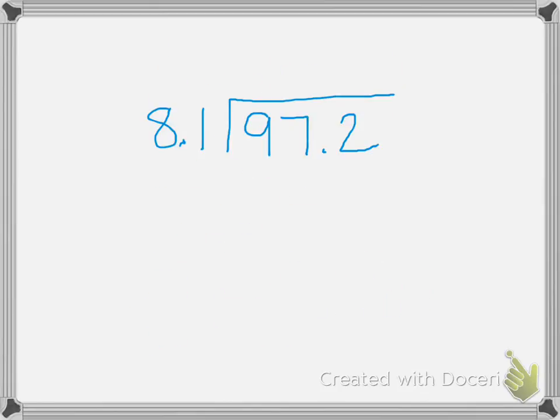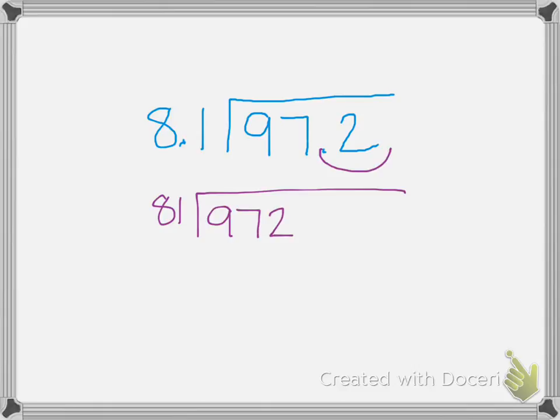Number 2 says divide. So again, if I were going to divide, I would multiply 8.1 times 10, or 8 and 1/10 times 10, which is 81, divided by, since I multiplied 8 and 1/10 times 10, I have to multiply 9.72 times 10, or 97 and 2/10. Therefore, I completely got rid of my decimals. 81 goes into 97 one time.